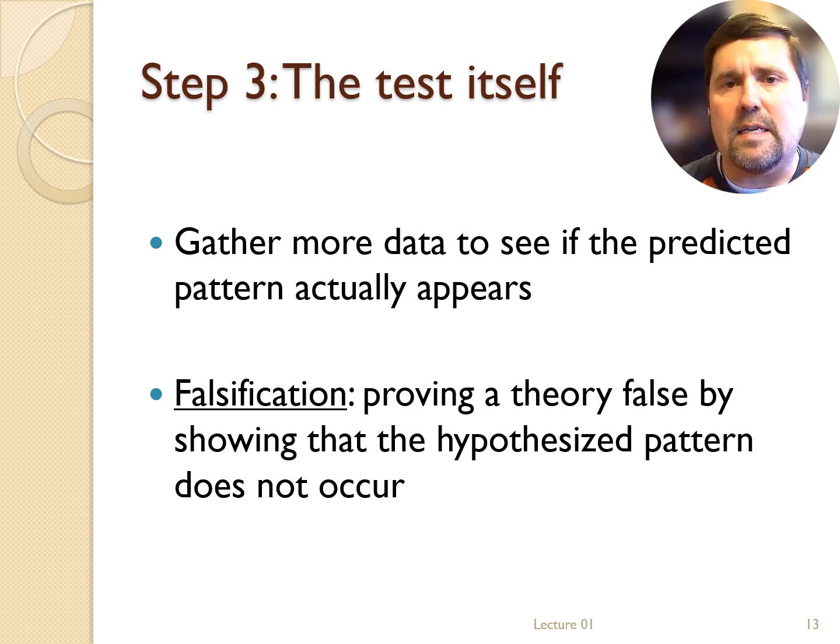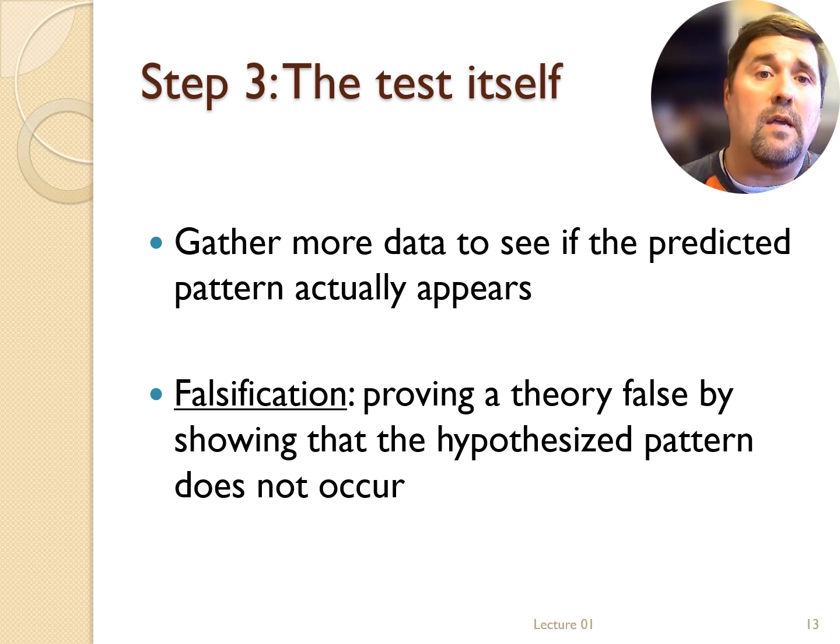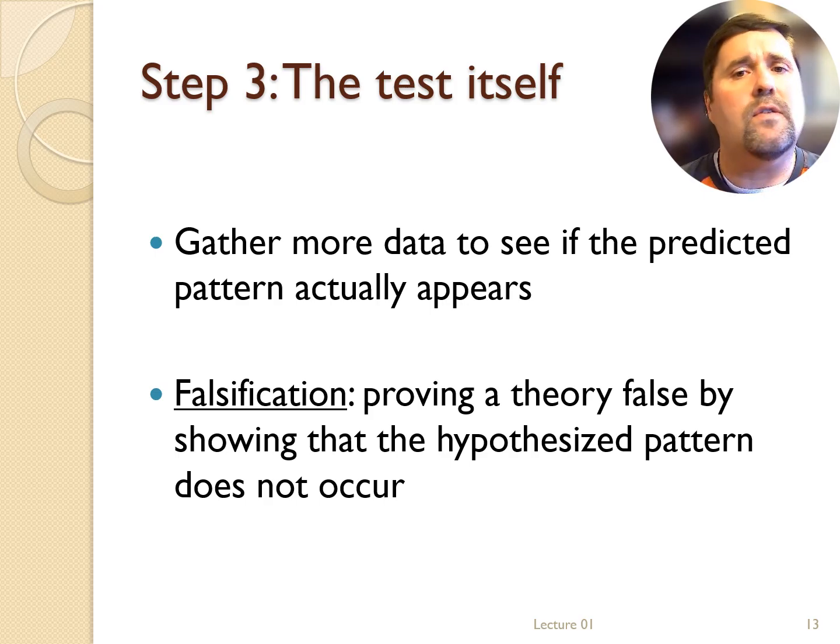Step 3 of the scientific method is going out and looking for the hypothesized pattern. If you don't find it, the theory is false. That's why this stage is sometimes called falsification. It's easy to prove a theory false. You just fail to find the hypothesized patterns.